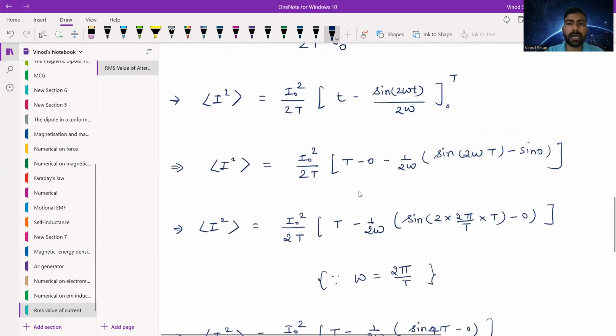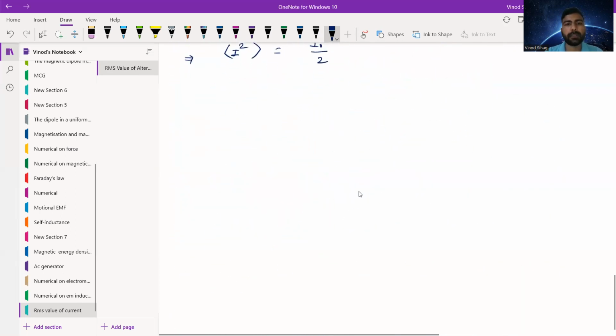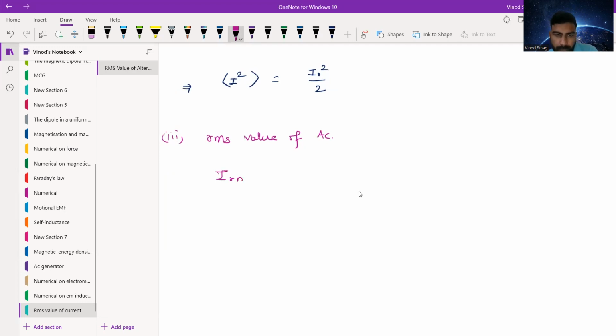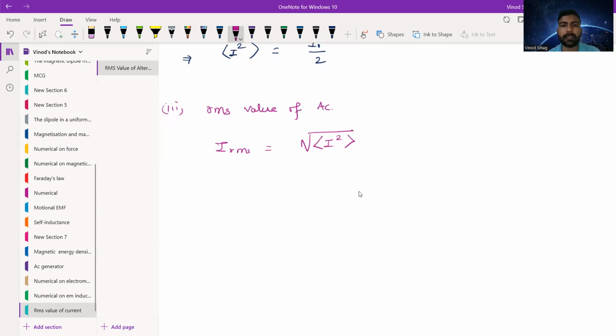Now our task was to find out the RMS value, root mean square value. So now the third step will be the RMS value of alternating current. So IRMS will be equal to the square root of the mean of I square. This will be the equation. Now put the expression and we will get the final result. So IRMS will be equal to the square root of I naught square by 2.